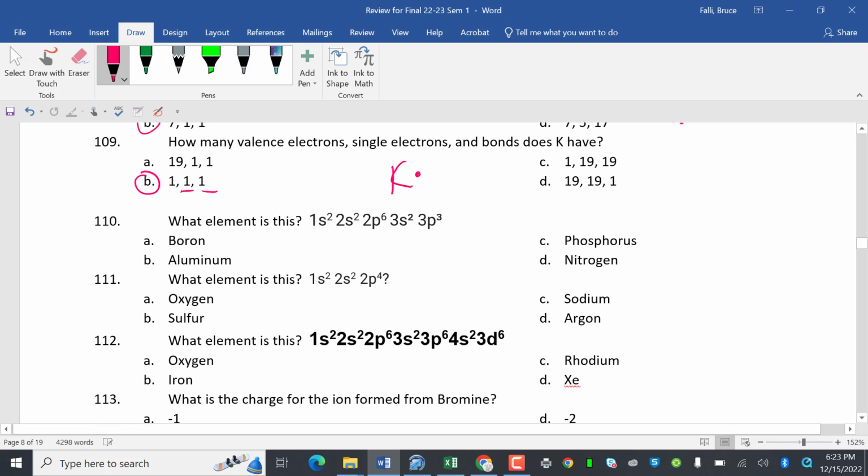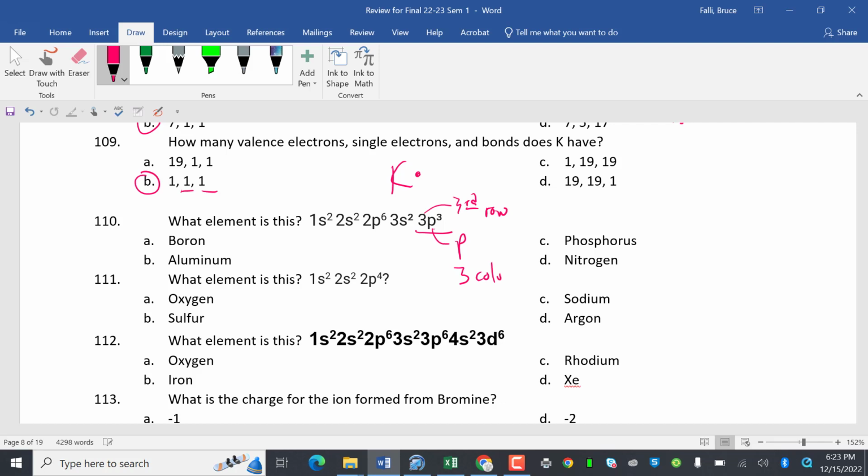What element is this? I need my periodic table. I'm going to get out my periodic table, and all I'm going to look at is the last part. This says third row. This says P block, and this is the third column in the P block. Third row, 1, 2, 3, P block. Aluminum to argon, and then P3 would be phosphorus. Last part: second row, P block, 4. First row, second row, P block, P1, P2, P3, P4. That's my old friend oxygen.